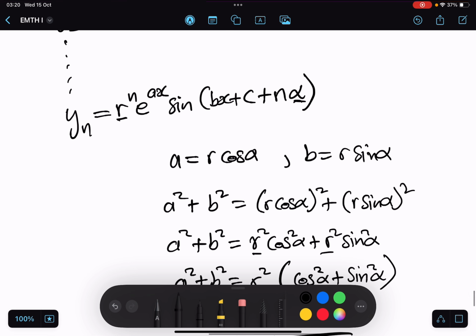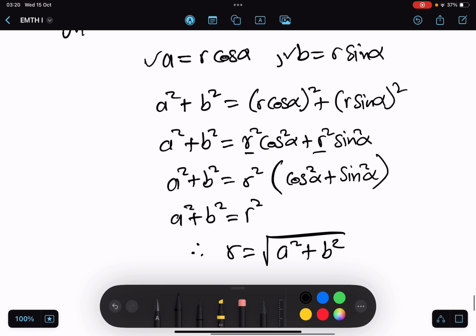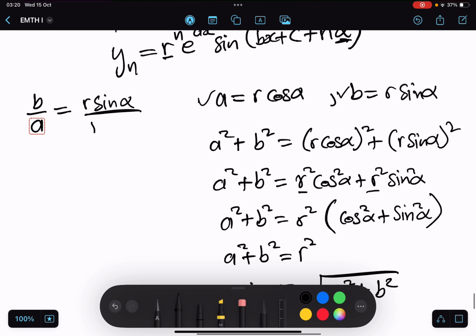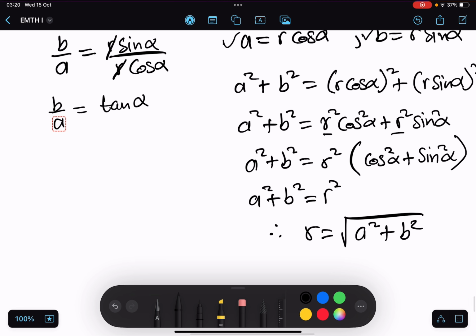And then now we need to represent alpha in terms of a and b. So coming back to these initial equations, we can say b over a is equal to what? b is equal to r sine alpha, a is equal to r cos alpha, and then r is going to divide out, and then we know that sine alpha over cos alpha will be tan alpha, and then we can say alpha is equal to tan inverse of b over a, right?